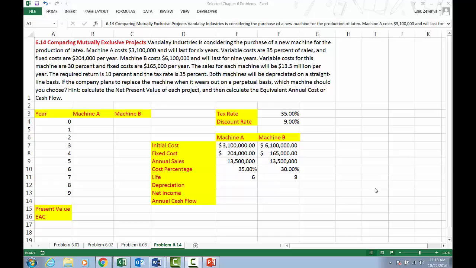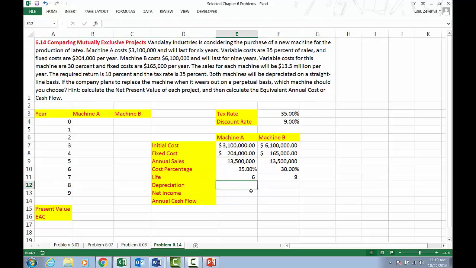If a company plans to replace the machine when it wears out on a perpetual basis, which machine should you choose? Since the keyword is they will replace it on a perpetual basis, that's why we cannot look at the net present value. To compare the projects, we need to look at the equivalent annual cost or cash flow, which means we calculate the present value for each of these projects, the net present value, then find the equivalent annual cash flow for each of these.